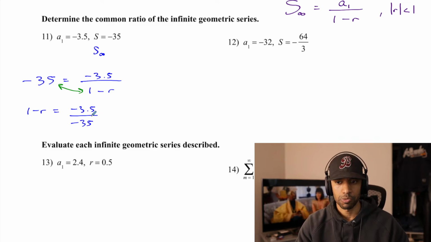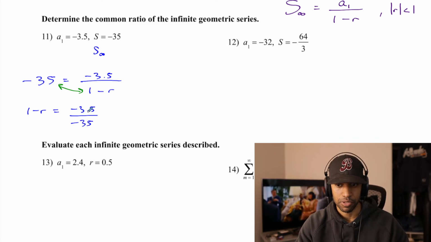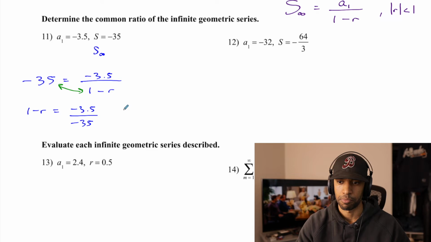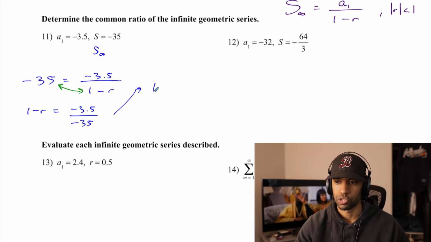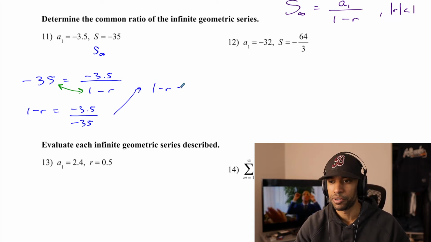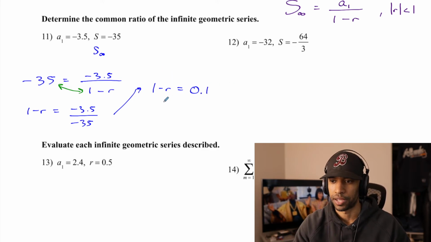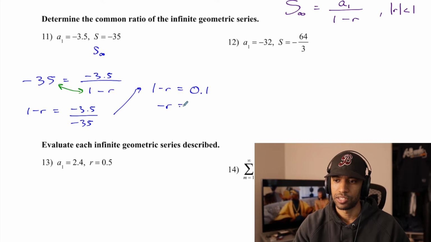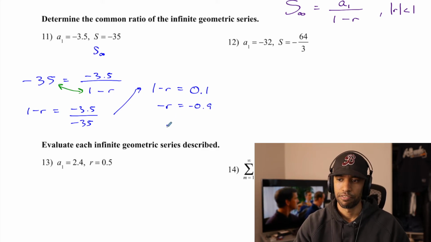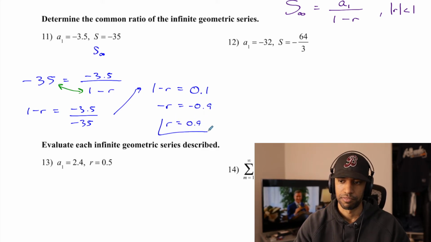Now, I'm still good on this part right here. This is exactly 10 times larger than this is, and a negative over negative is a positive. So I also know that this is 1/10. Decimal. This is exactly 0.1. You can play with it how you'd like to, but that's what I know. Subtract 1 from both sides, and that's going to be -0.9. Therefore, r equals 0.9, positive.